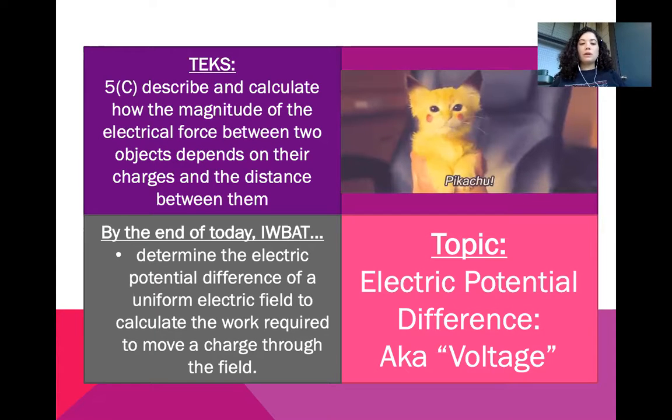So whenever you hear electric potential difference, I need you to think of voltage. It's just a more scientific way of putting it. You know how it goes.